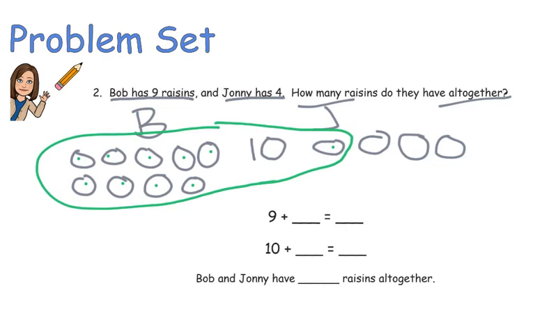Okay. Now let's look at our equations here. This first one says 9 plus something. How many did we borrow here? 1. And what was the group we made? How many was in that group now? 10. We have 9 plus 1 equals 10.